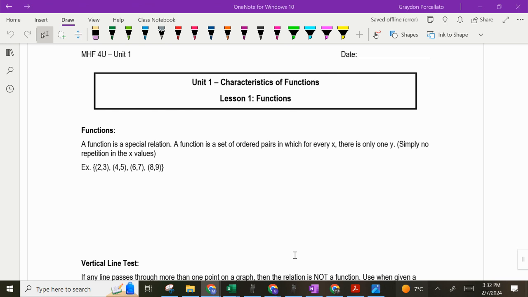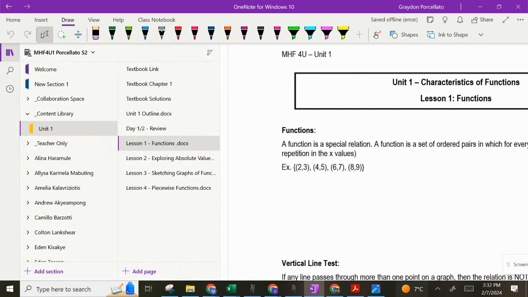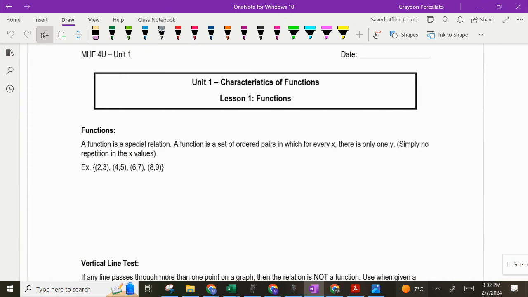Okay. So Unit 1 does focus mainly on functions in general. It focuses on characteristics of functions. That is what the title of our unit is called. So we're going to be looking at characteristics of functions. We'll be looking at a couple specific functions, for example, exploring the absolute function. We'll take a look at sketching graphs. We'll take a look at what we call piecewise functions. And then I haven't added the lesson there yet, but we will also be looking at inverse functions.